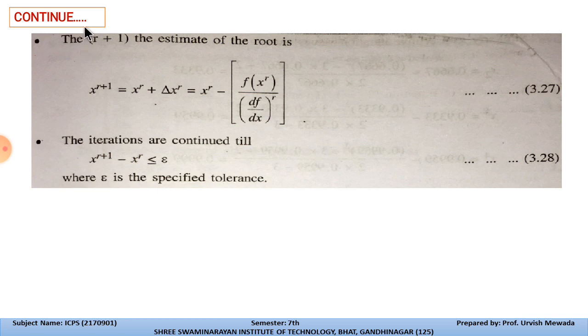Now the r plus 1 is the estimation of the root, so x raised to 0 becomes x raised to r, plus delta x raised to r, which is equal to x raised to r, because r stands for the number of iterations, minus function f of x raised to r over df by dx raised to r. The iterations are continued until this condition is satisfied: x raised to r plus 1 minus x raised to r is less than or equal to epsilon, where epsilon is the specific tolerance limit of the solution that we need to determine.